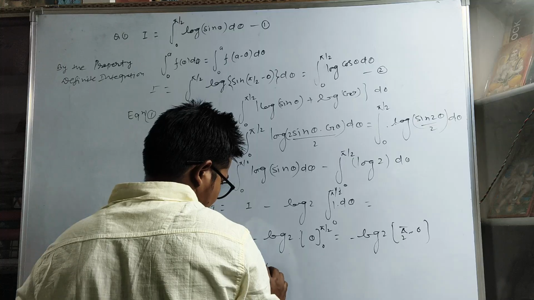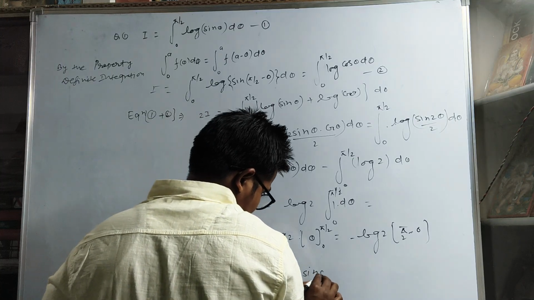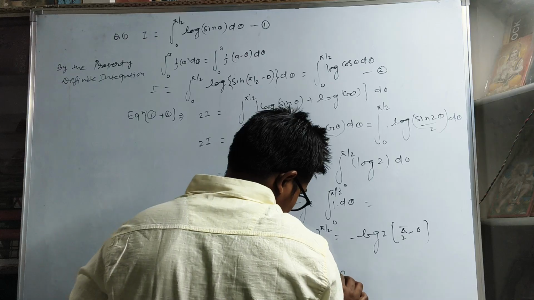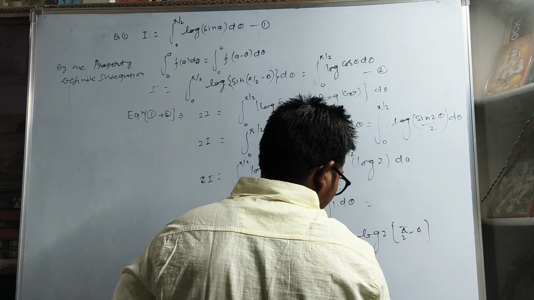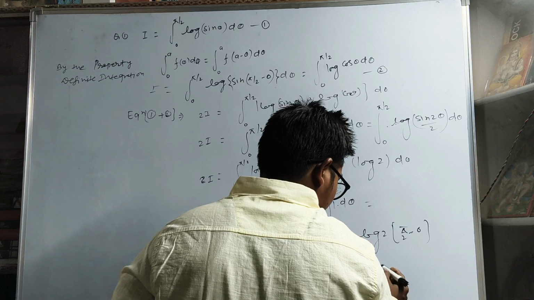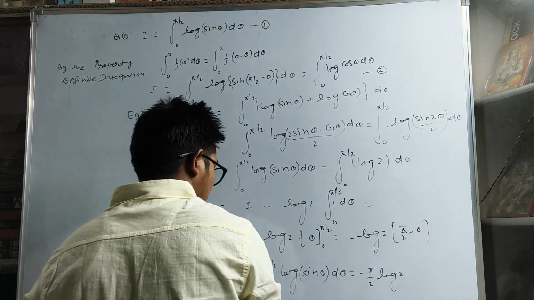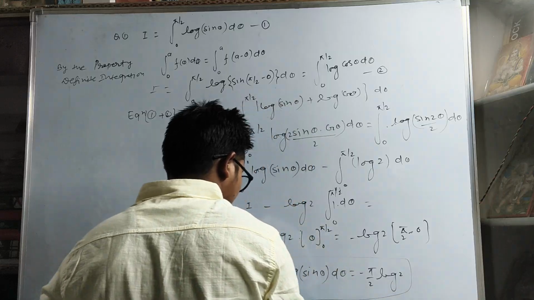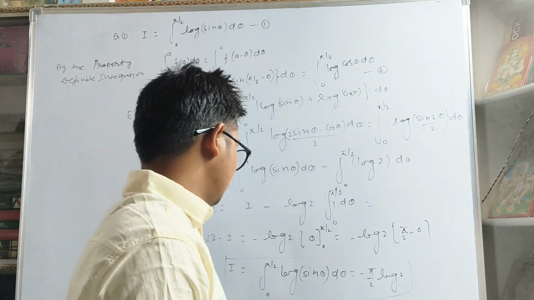Integration from 0 to pi by 2 log of sin theta d theta equal to what? If you take pi by 2, minus pi by 2 log 2. So this is our final answer, which is very important. In different types of questions we can simply use this result.